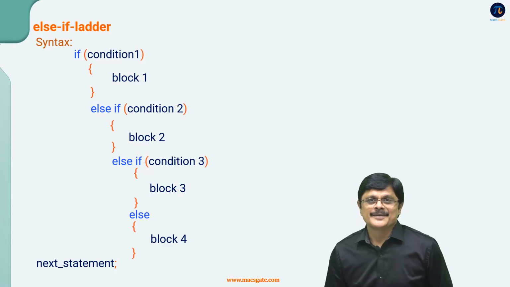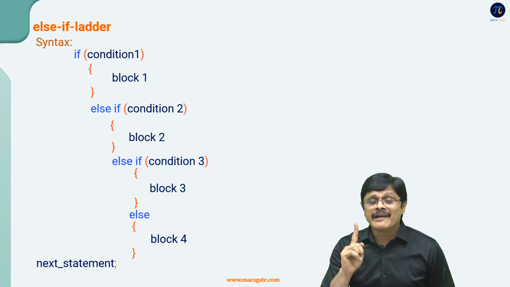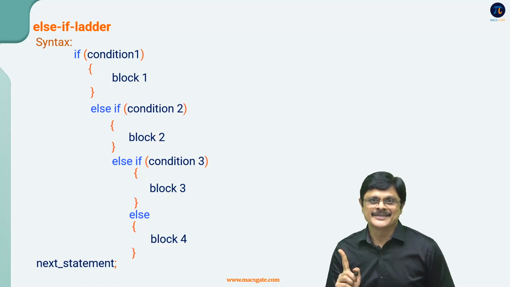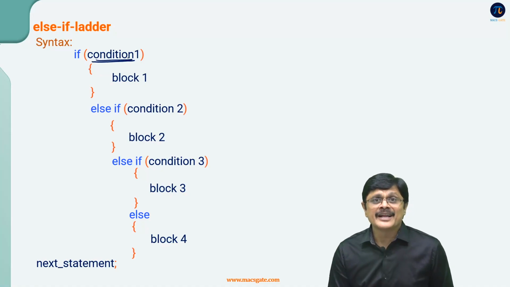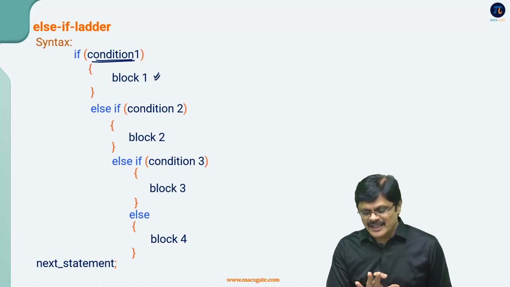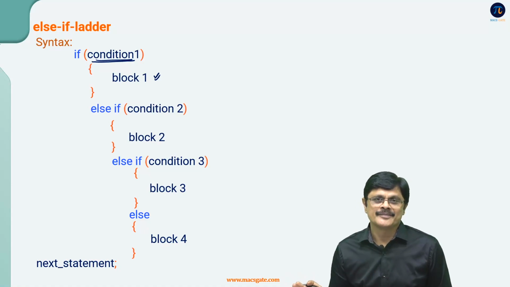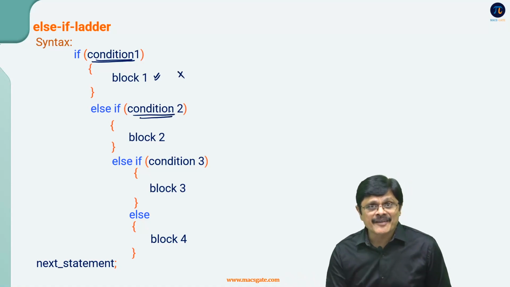Else if ladder. If we have a chain of if else blocks, then we call it an else if ladder. Dear friends, even though we have a chain of if else blocks, only one block is executed. So here first condition 1 is verified. If it is true, then block 1 is executed. The remaining part is ignored. Suppose it is false, then condition 2 is verified.